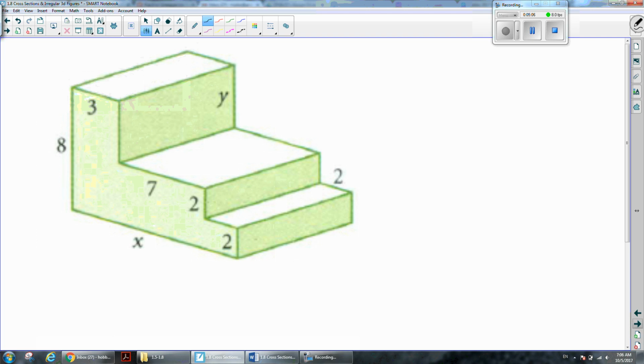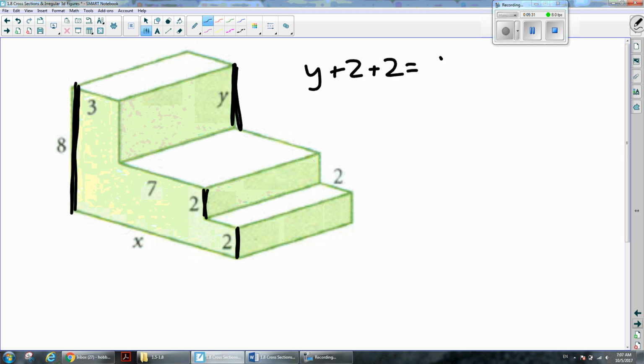All right, now we're looking for y. It's vertical, so is this 2, so is this 2, so is this 8. So y plus 2 gives us 8. So y is really 4.